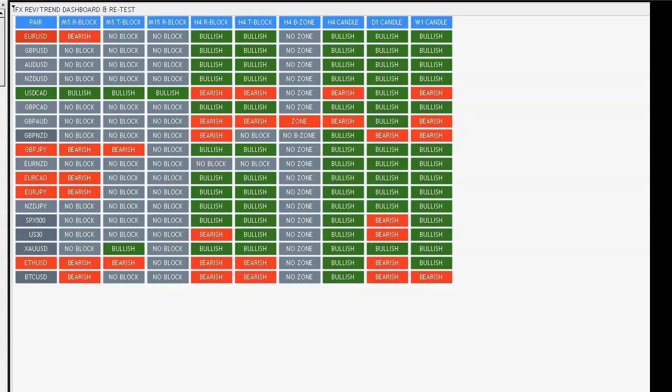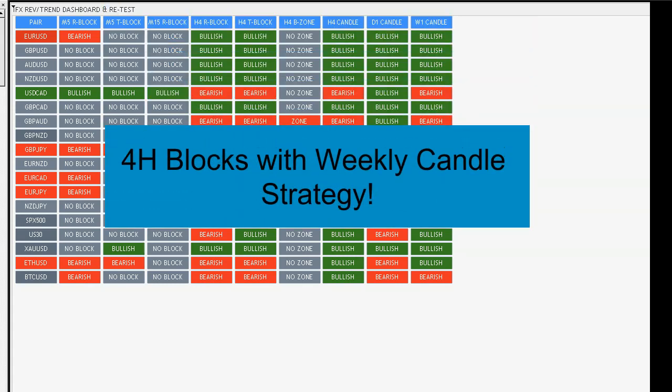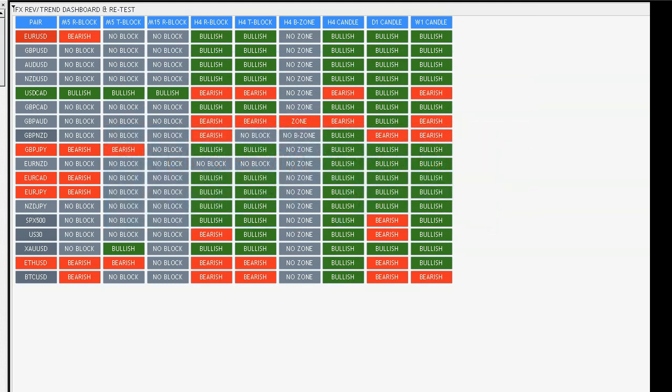And today we're going to talk about another great strategy, which is using the 4-hour trend blocks and reversal blocks, and also the weekly candles. So here we have the dashboard that is going to tell us what's going on with the different pairs, so that we can make a decision when we get smaller time frame block alerts, right? So right over here we have the M5 and M15 blocks, and then right over here we have the 4-hour reversal and trend block. So what is this strategy all about?